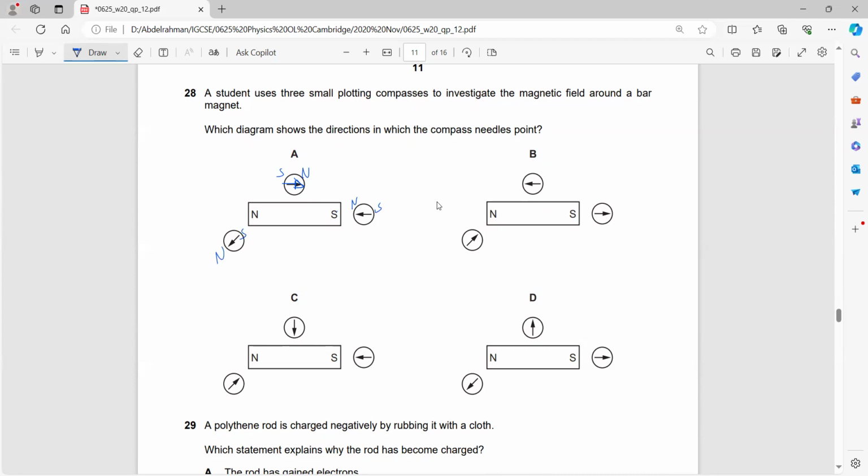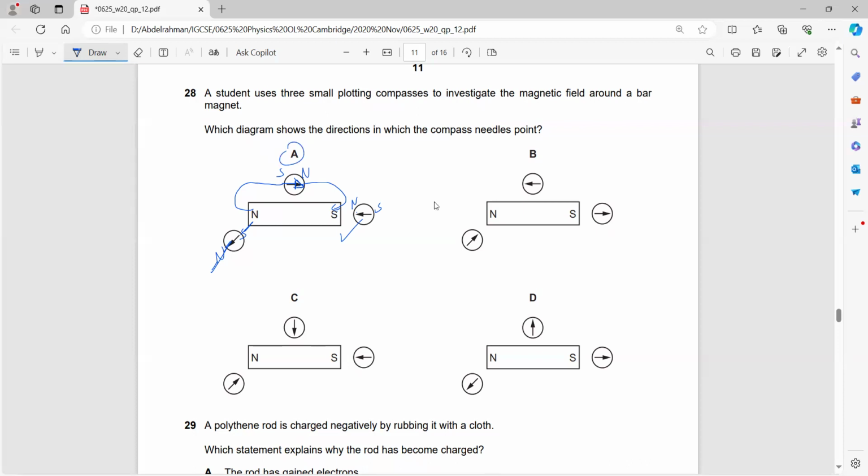For example, in A, the north pole would be attracted to the south pole. Okay, this is correct. The north pole would be attracted to the south pole and the south pole would be attracted to the north pole. The south is attracted to the north and the north is directed away from the north. So this actually is correct. This is the correct answer.